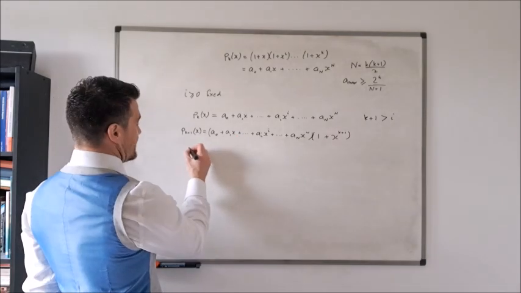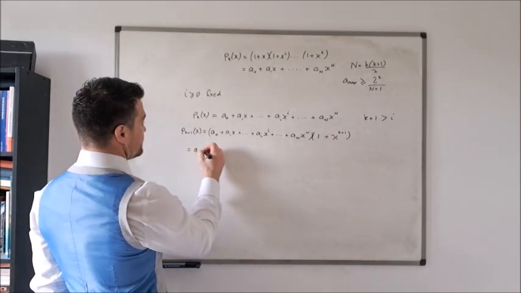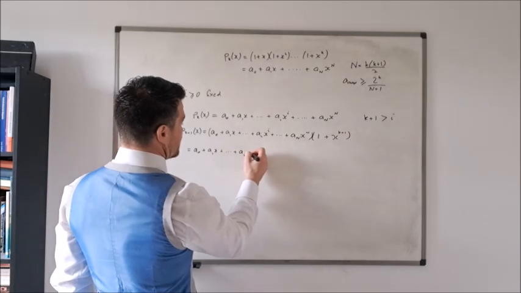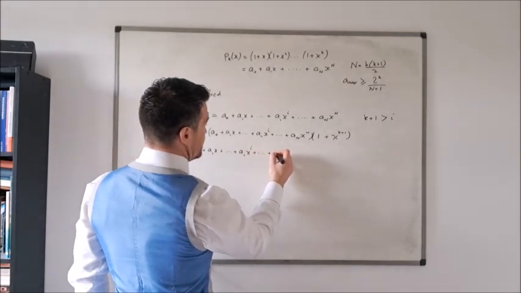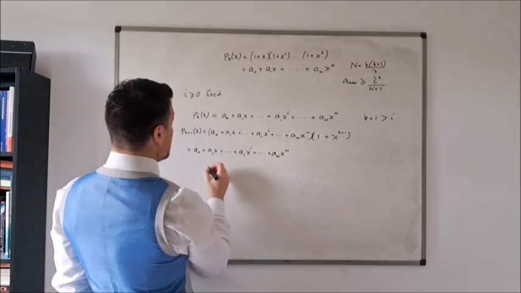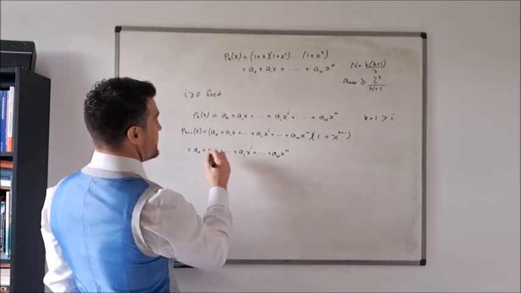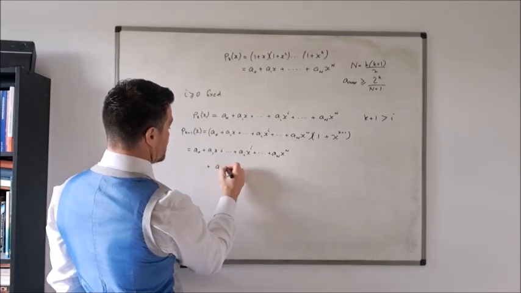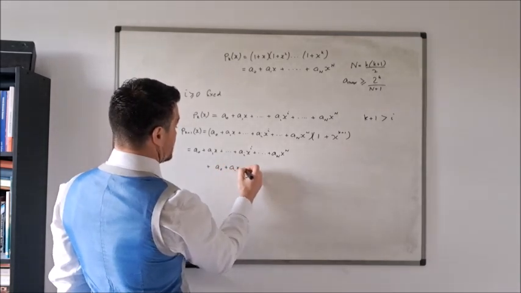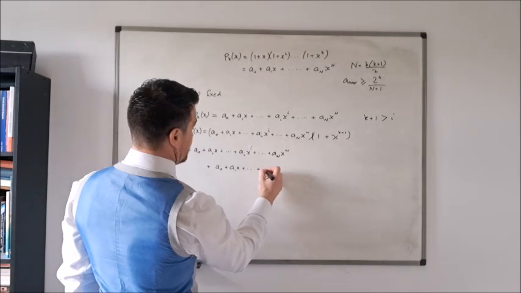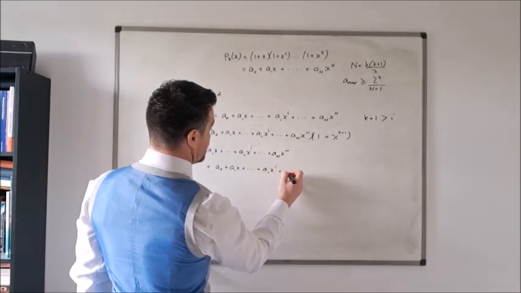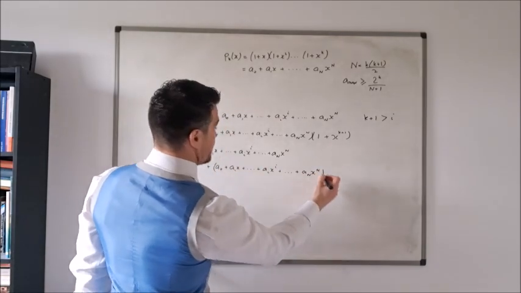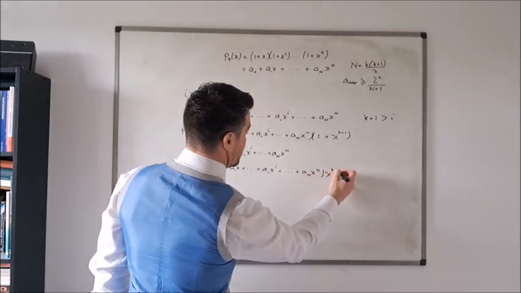Because when I expand this out, what do I get? I get a0 plus a1x plus a_i x to the power of I plus a_n x to the power of n plus all of this multiplied by x to the power of k plus 1. a0 plus a1x plus a_i x to the power of I plus a_n x to the power of n multiplied by x to the power of k plus 1.